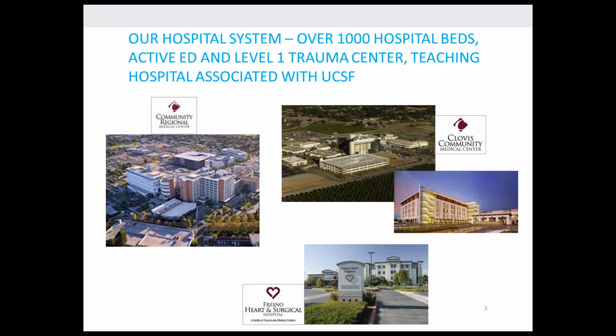So our hospital system, we're a large community hospital system in California, and we have 3 acute care hospitals in the system. Our total bed capacity is over 1,000 beds, and we are a training hospital that's closely associated with UCSF. The flagship hospital, Community Regional Medical Center, is where most of the microbiology is performed. And we have the second busiest emergency room in California, which includes a level 1 trauma center.